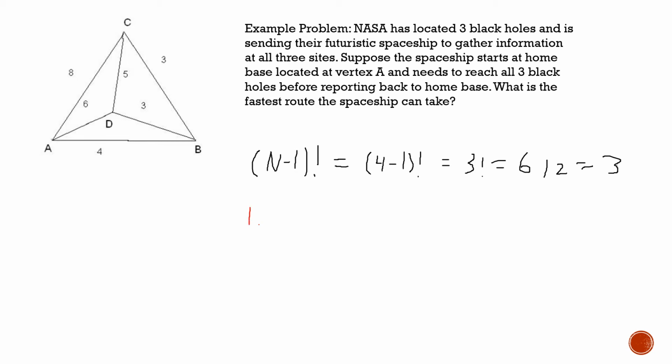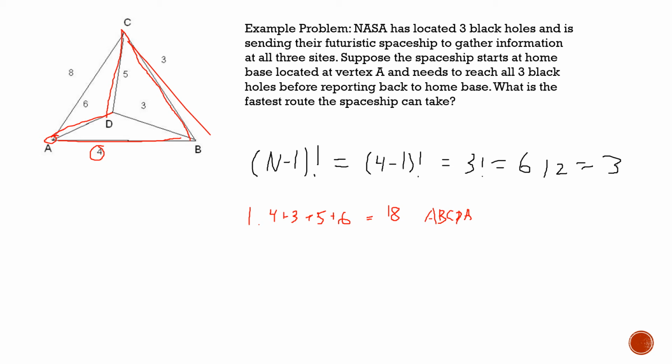So let's find the first circuit. If we start at A, which is home base, we can go to B, and that would add 4 to the weight, as you can see here. And from B, we can go to C, and that would add 3. And from C, we can go to D, adds 5. And D back to A to complete the circuit, and that would add 6. If we total it up, it'll leave us with 18 as our weight for circuit A, B, C, D, A. So circuit A, B, C, D, A has a total weight of 18.